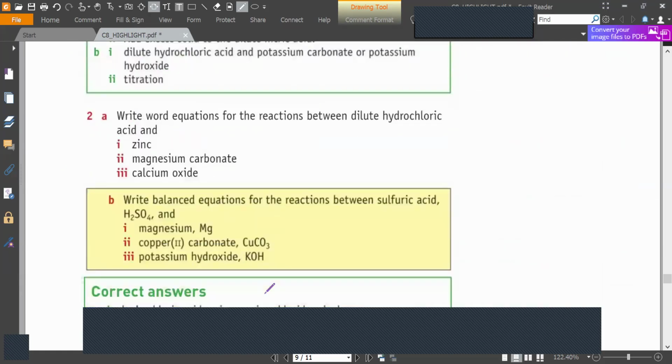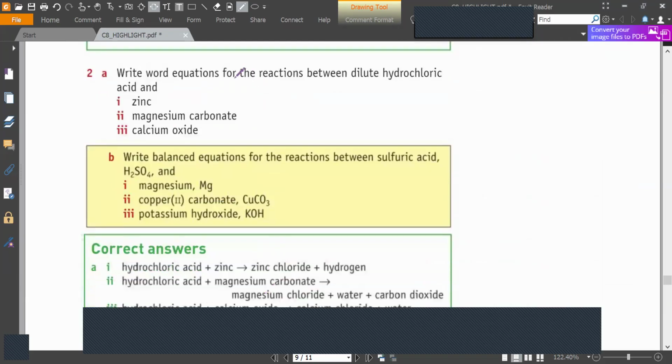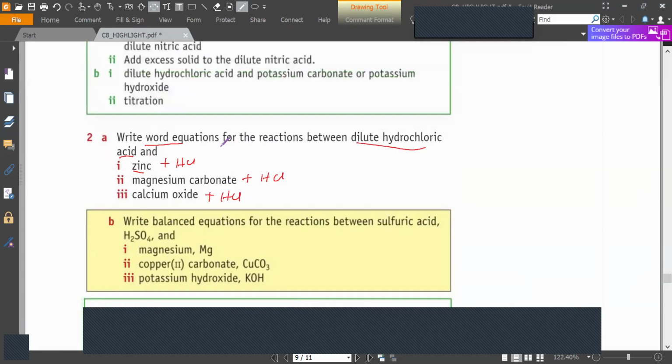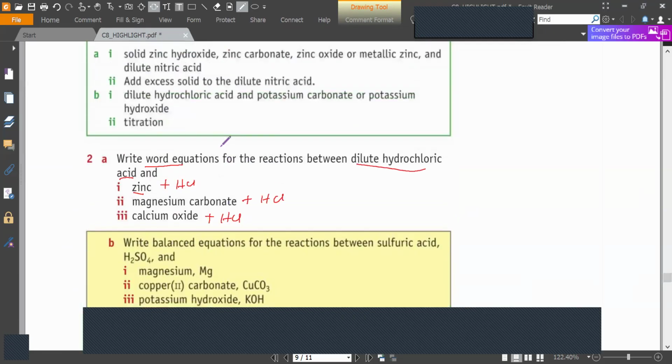Write a word equation between dilute hydrochloric acid and zinc. Hydrochloric acid plus zinc will form zinc chloride and hydrogen. So we want zinc plus hydrochloric acid, magnesium carbonate plus hydrochloric acid, and calcium oxide plus hydrochloric acid. Maybe this question you can practice and then you can tell me what are the products.